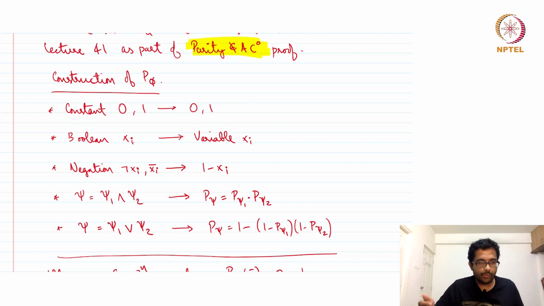So what would phi have as its components? It could have constants 0 or 1. We could use the same constants 0 or 1 in the polynomial. We could have variables xi. The Boolean variables xi will be replaced by polynomial variables xi. When there is a negation of a variable, denoted neg xi or xi bar, we can use 1 minus xi, meaning when xi is 0, 1 minus xi is 1, and when xi is 1, 1 minus xi is 0.